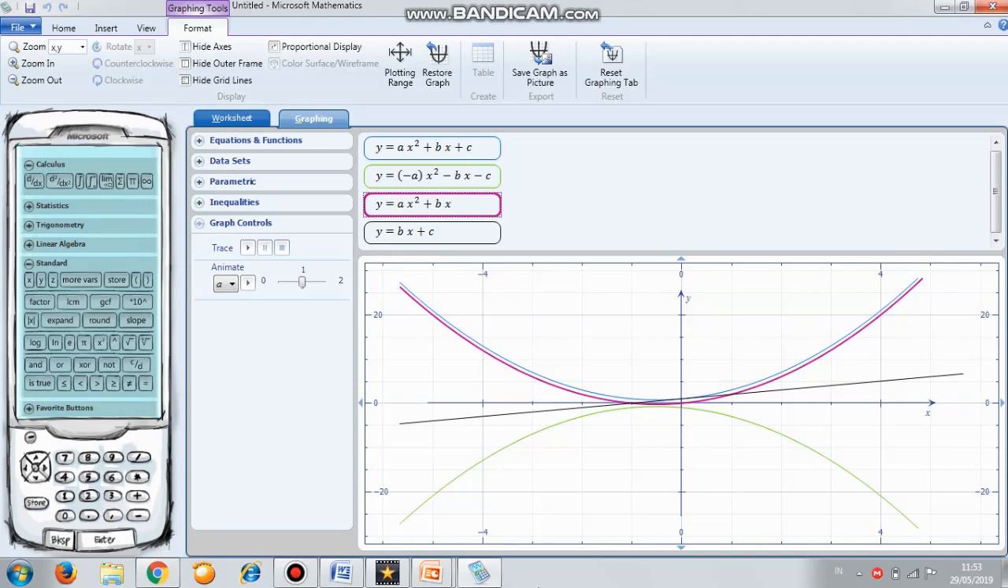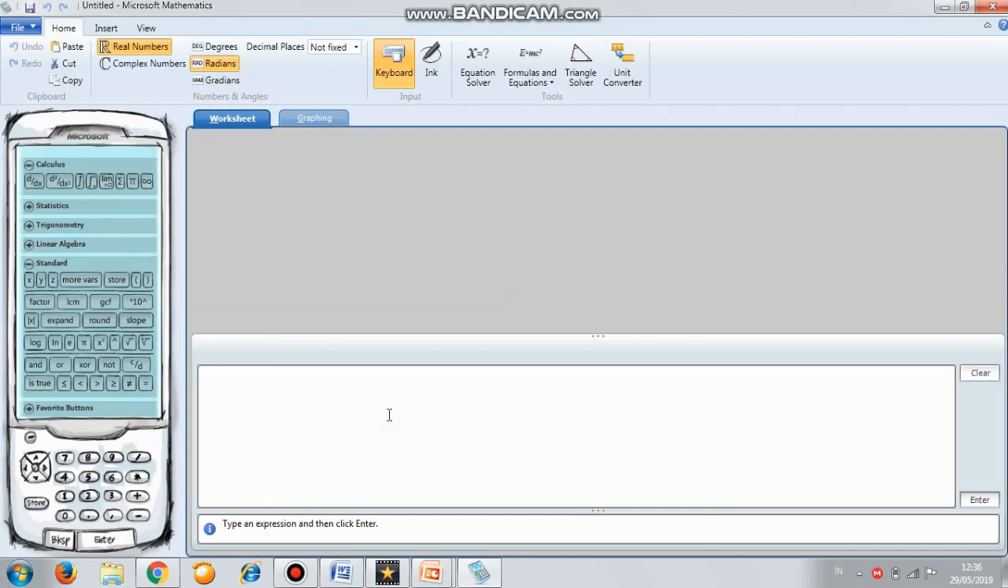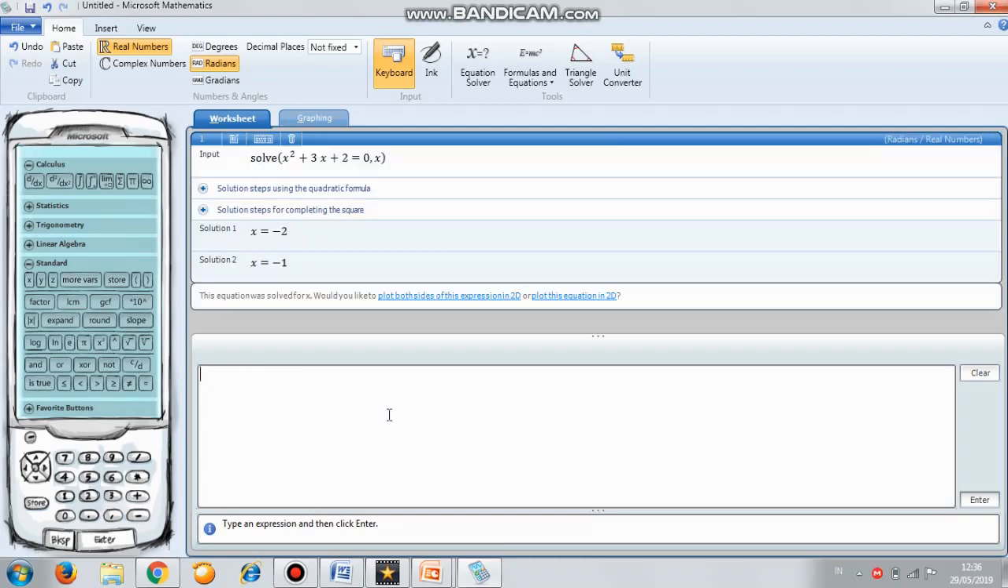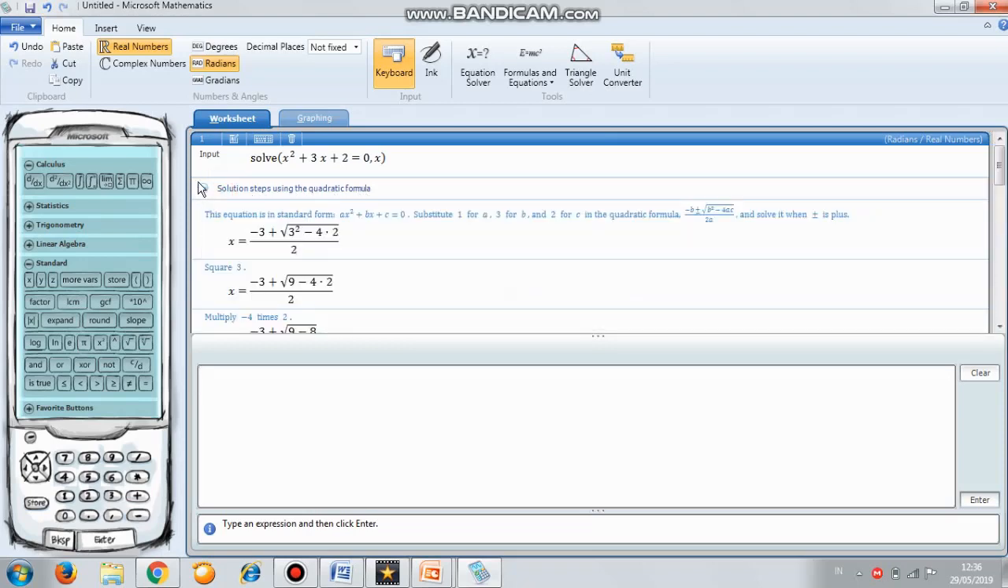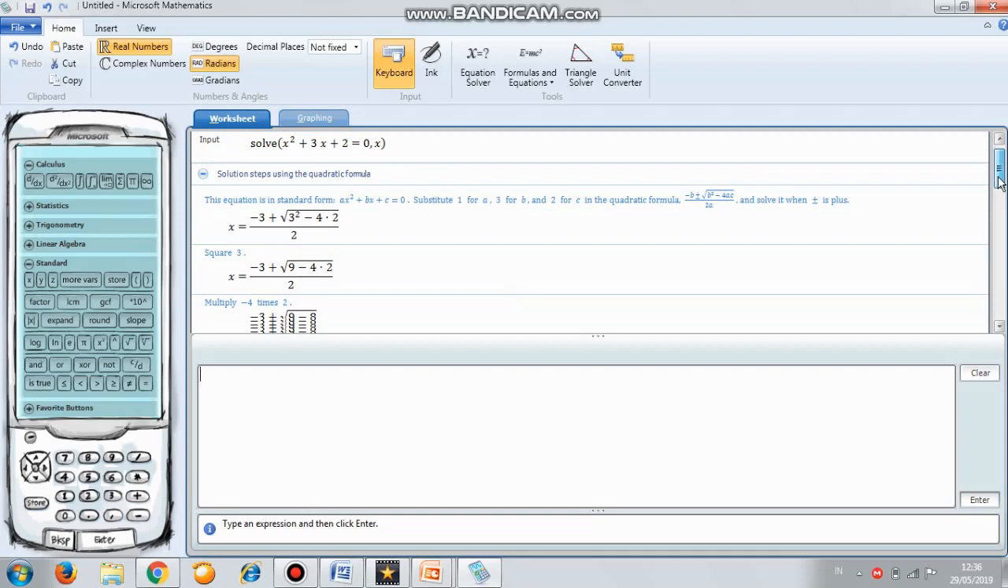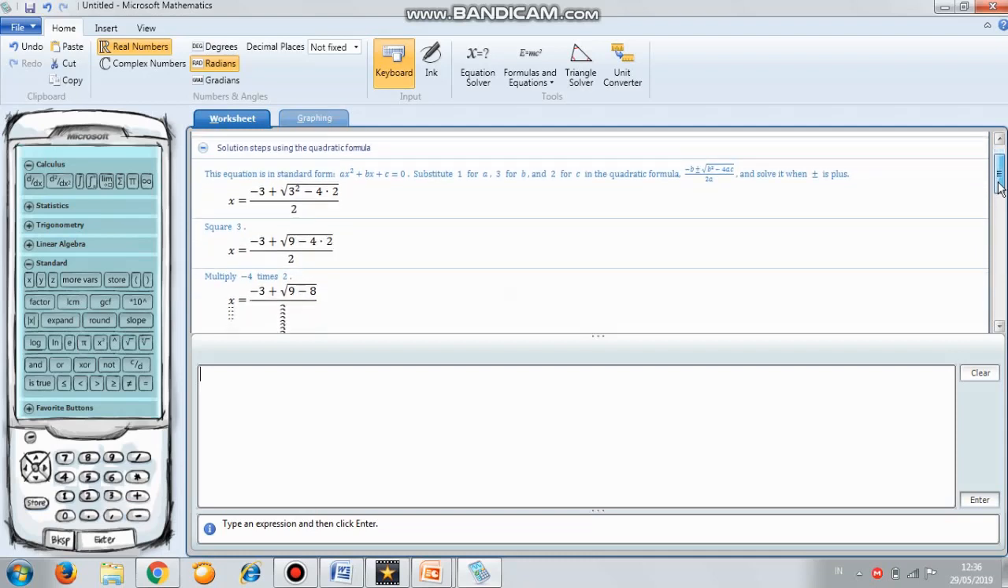So the next is find the x. We write the quadratic equation x squared plus 3x plus 2 equal to 0. Enter. It will be like this. It will display the solution of the quadratic equation. So we can get two solutions of each quadratic equation. The solution 1 is shown step by step using the quadratic formula, which means we use the ABC formula to solve the quadratic equation.